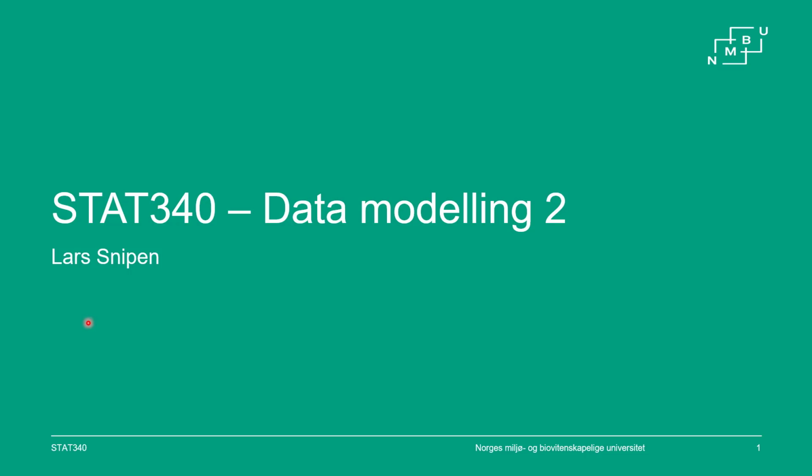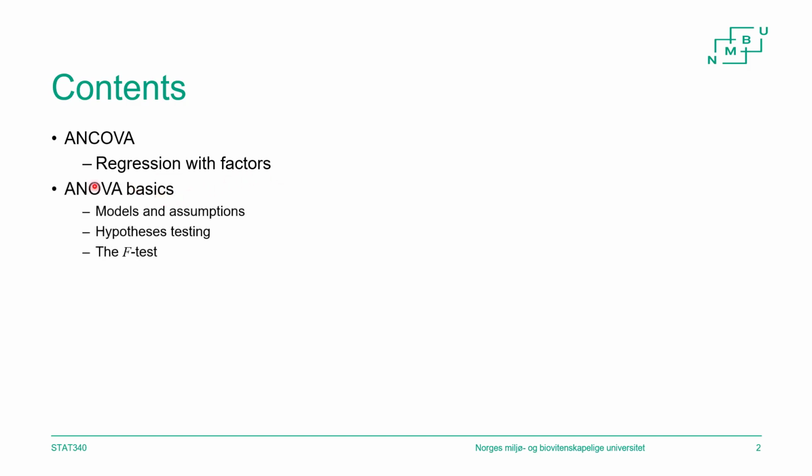STAT340 Data Modeling Part 2. So, what is the topic this week? ANOVA. What is this? It's regression with factors. Okay, we talked about regression last week. This is a small extension that we will have to look at first. And the key here is factors. We will come back to that. Then an analysis of variance basics, and this is all about factors.